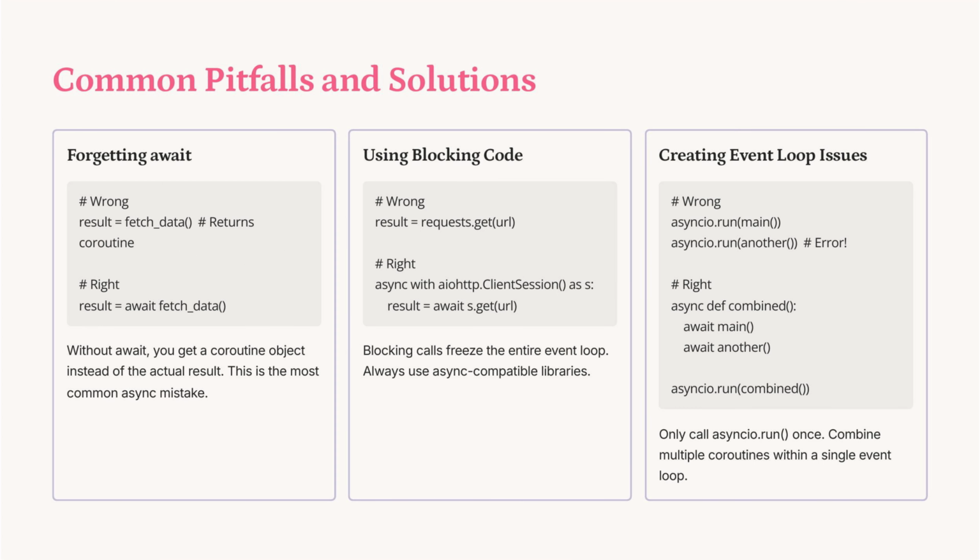Forgetting to use await results in a coroutine object, not the actual result. This is a frequent mistake. Avoid blocking code like requests.get in async functions. Use async-compatible libraries such as aiohttp. Ensure asyncio.run is called only once to prevent event loop issues by combining coroutines within a single loop.